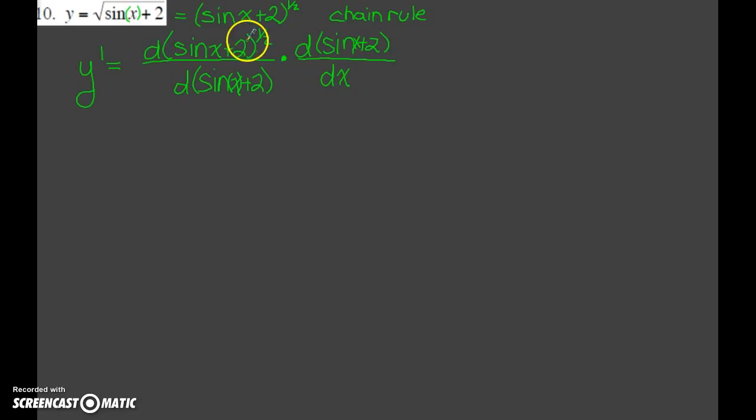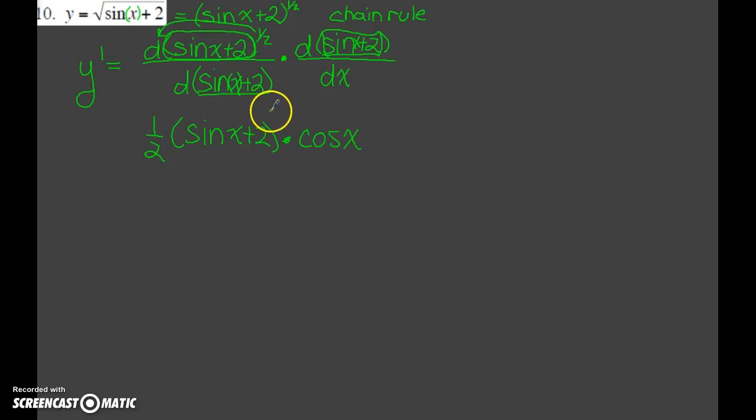And now we're just taking the derivative of this, bringing the 1/2 to the front. We're leaving this part alone. And multiplying it times the derivative of this part, where the derivative of sine is cosine x. And the derivative of 2 is 0. So I don't need to write that. Okay. And it's all done.